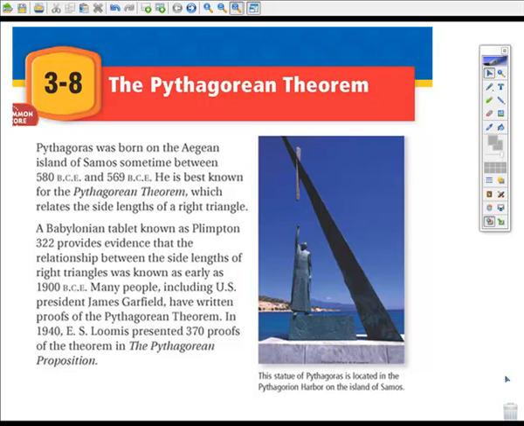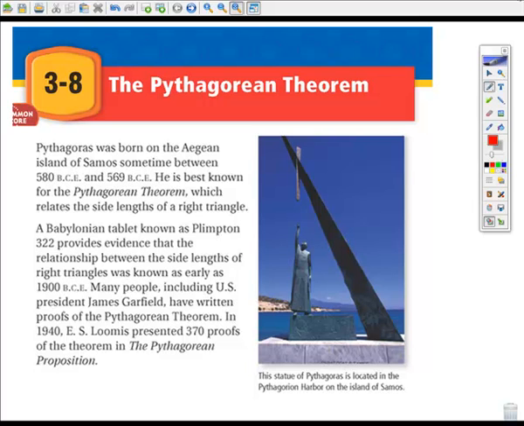Lesson 3.8 is on the Pythagorean theorem, which we actually went over when we did the classroom activity when we discovered the Pythagorean theorem, so hopefully the notes won't take too long. Pythagoras was born in the Aegean islands of Samos sometime between 580 BCE and 569 BCE. He's best known for the Pythagorean theorem, which relates the side lengths of a right triangle.